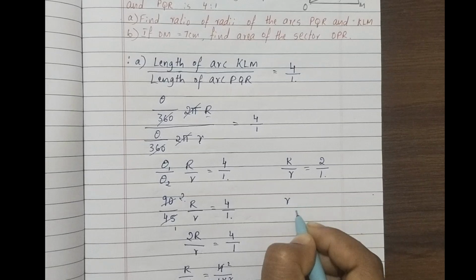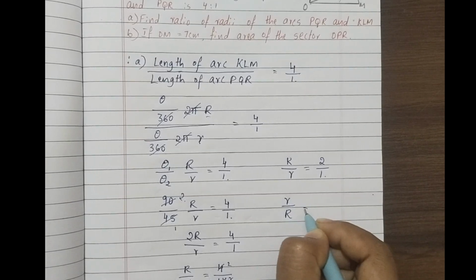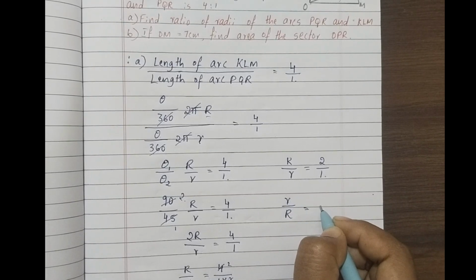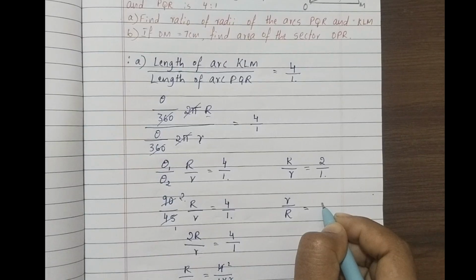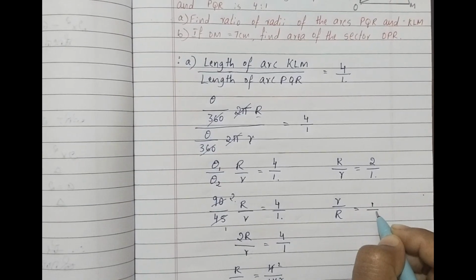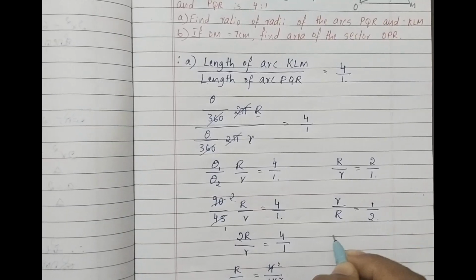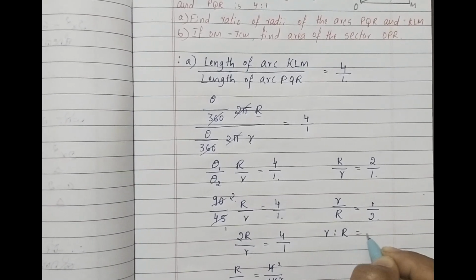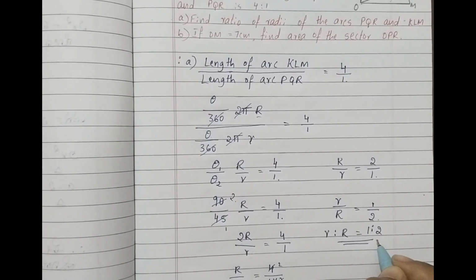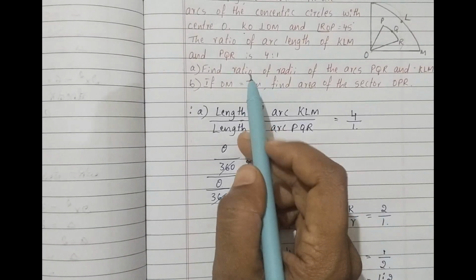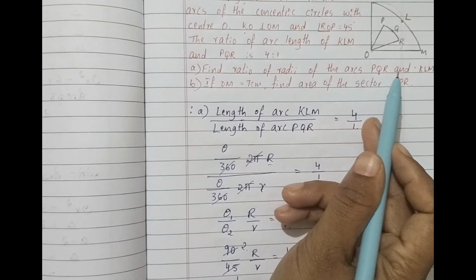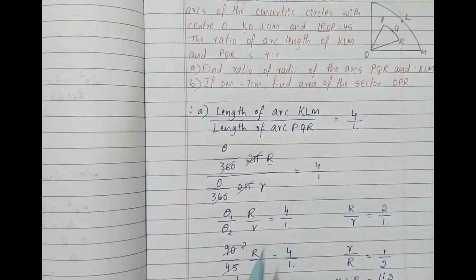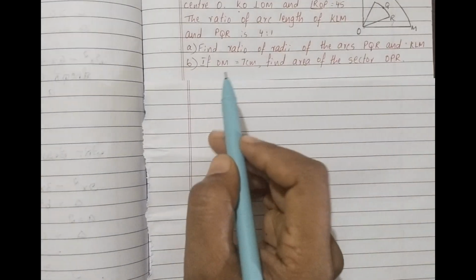Now we take the reciprocal of this. R divided by r is equal to 1 divided by 2. So the ratio R is to r is 1 is to 2. This is the ratio of the radii of the arcs PQR and KLM. This is the first question's answer.